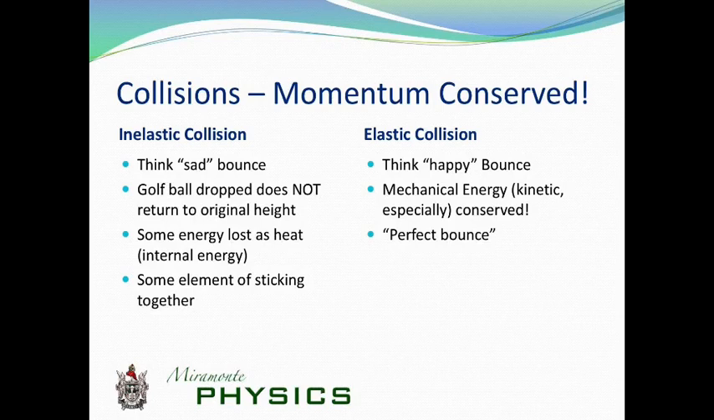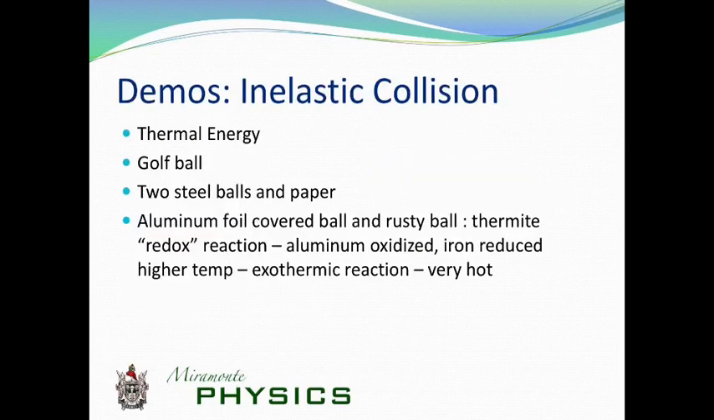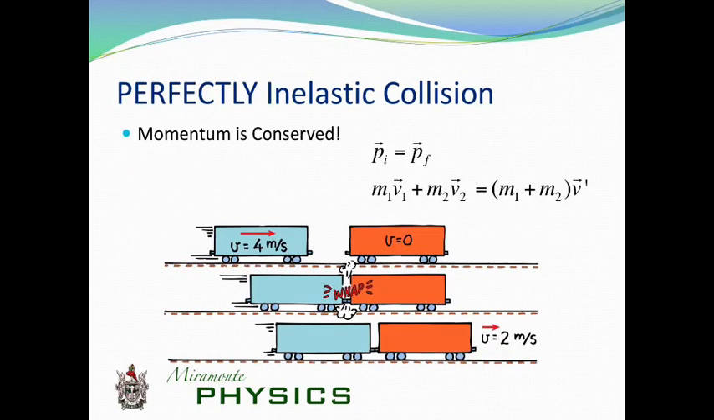And an elastic collision, think really the happy bounce ball, okay? In this case, mechanical energy, especially kinetic energy, that's the one we talk about in collisions, is conserved. So whatever energy you had before the collision, you're going to have the same amount of energy after. So we talk about a perfect bounce. So an example you see in our lab is when you have the two carts that have magnets, and so they get close to each other and they push each other apart. Those are elastic collisions, or we call them perfectly elastic. Okay, demos, obviously not going to get that in this video. We'll save those for when we get together in class.